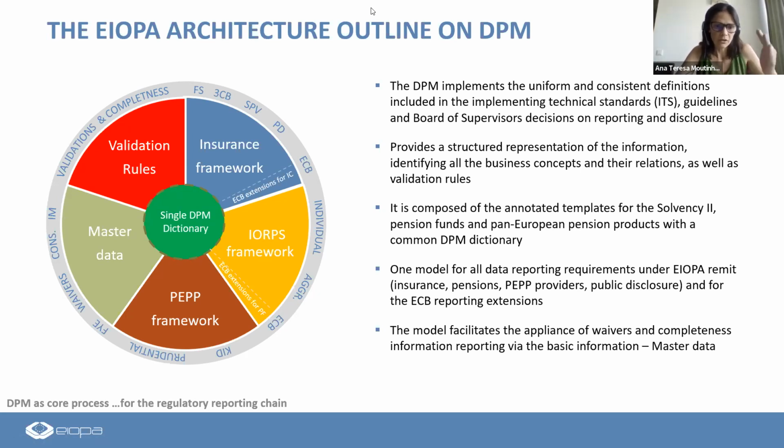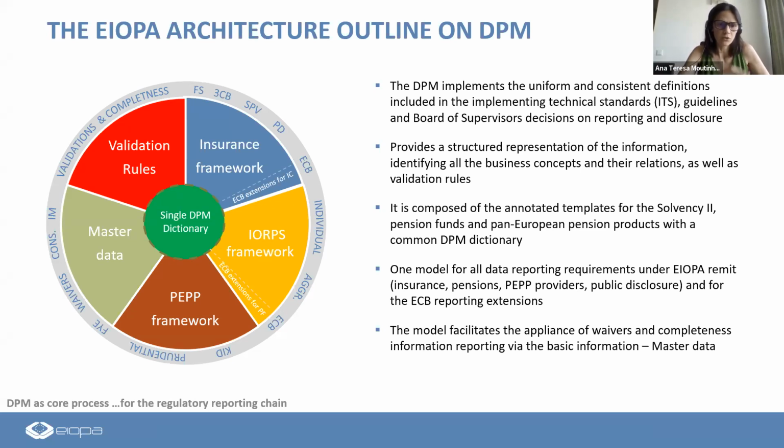And at the end, for these three different frameworks, we publish templates which are annotated with the data point modeling. Now, of course, this together with the registers that we have at a European level and basic information received within the different submissions also allows us to monitor closely the exemptions of reporting and the missing reporting, so completeness information, which is very important for EIOPA in terms of the first step of data quality.